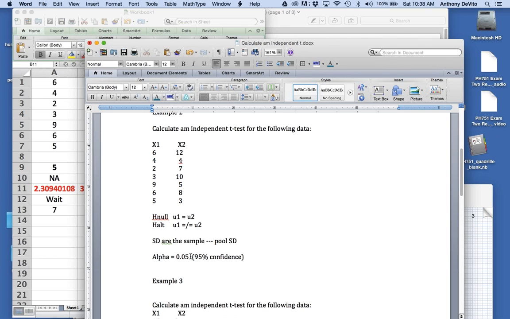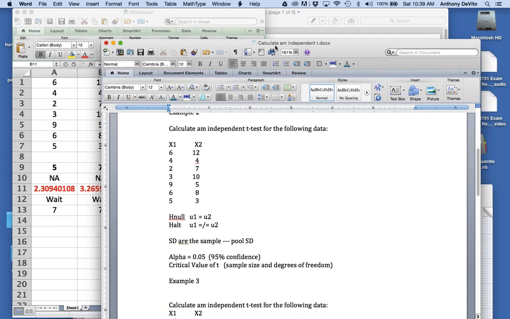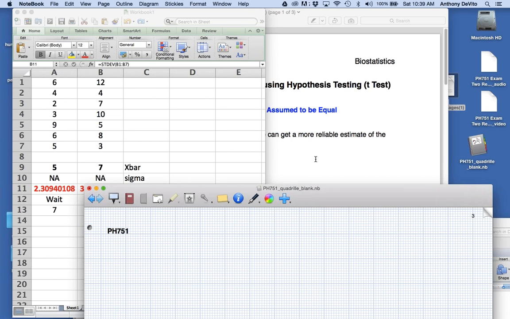Now in order to prove that, we're also going to compare this to a critical value of t. I'm going to have to calculate what that critical value of t is. It's based on, among other things, the sample size and degrees of freedom. We're going to be calculating that in a moment. We're going to be figuring out what that might be in a moment. So let's reference our sheets here.